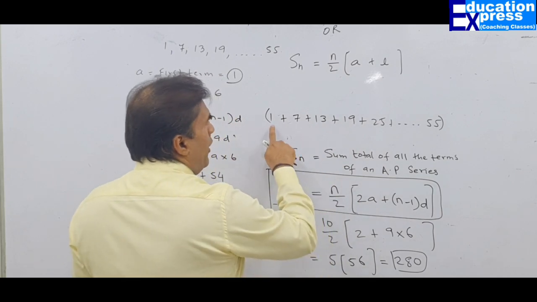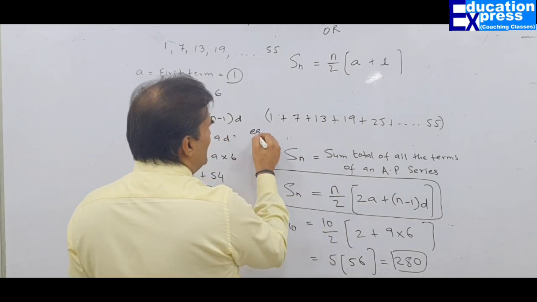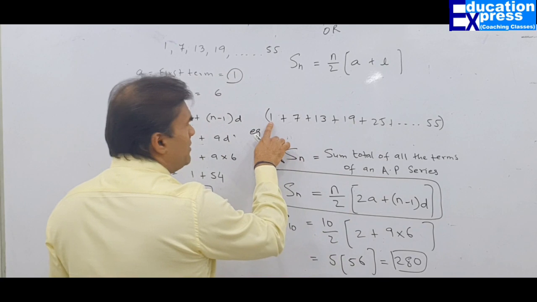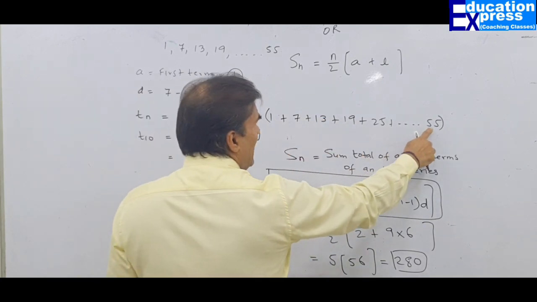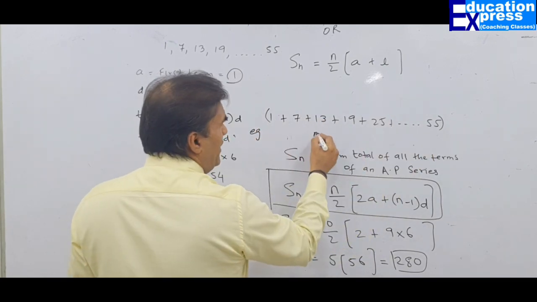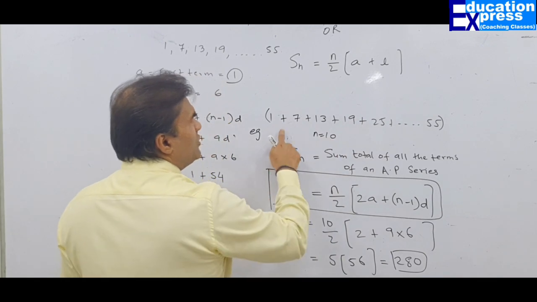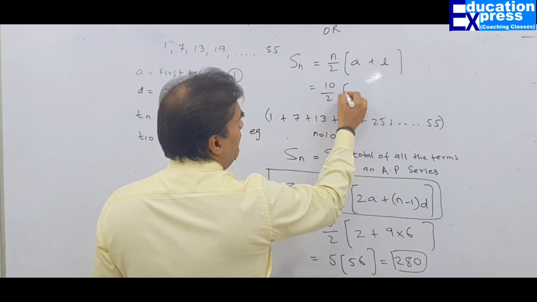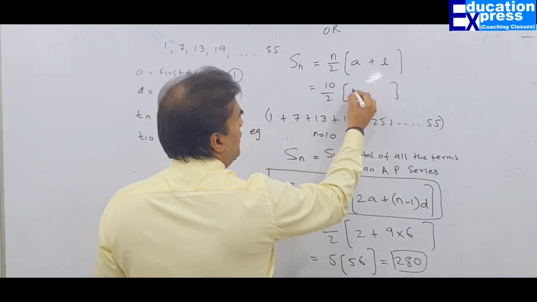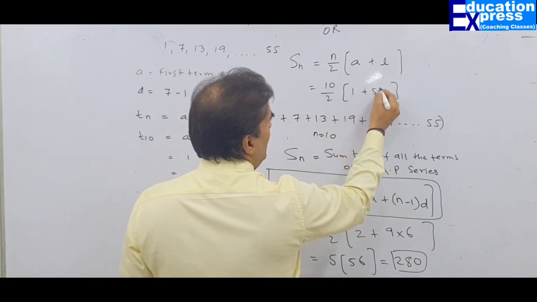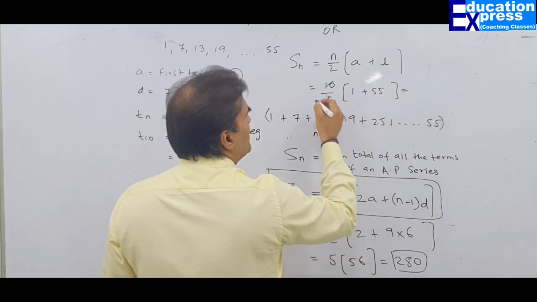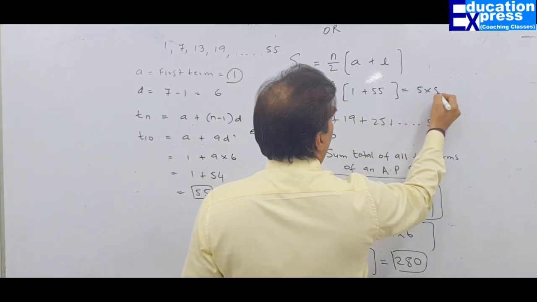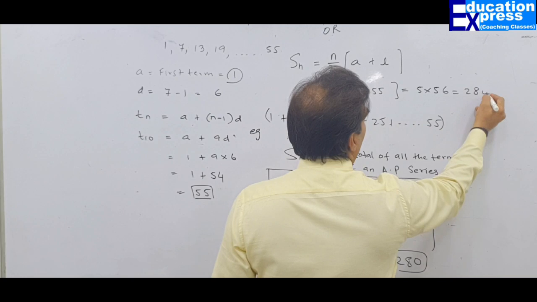For example, for the given series, is the first term available? Yes, sir. Is the last term available? Yes, sir. How many terms were there? 10. So sir, can we apply this? Absolutely, you can apply. 10 upon 2. What is the first term? 1. What is the last term? 55. What do you get? It's going to be 5 multiplied by 56, which is again 280.